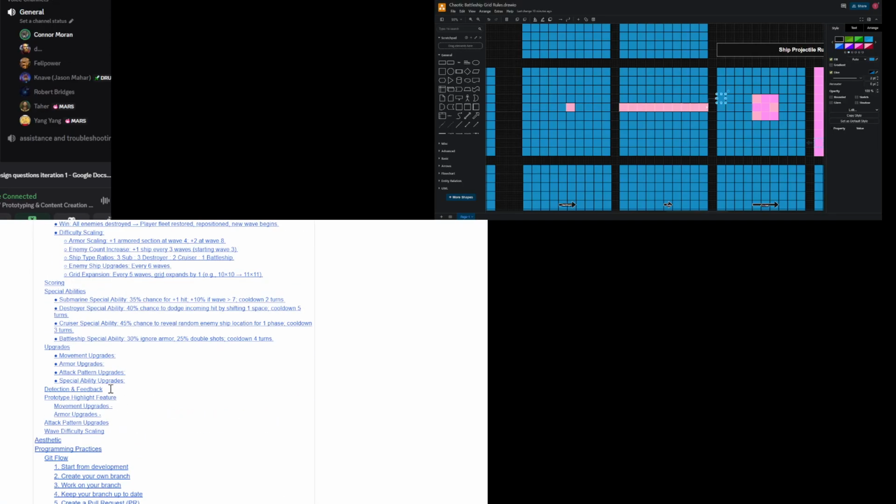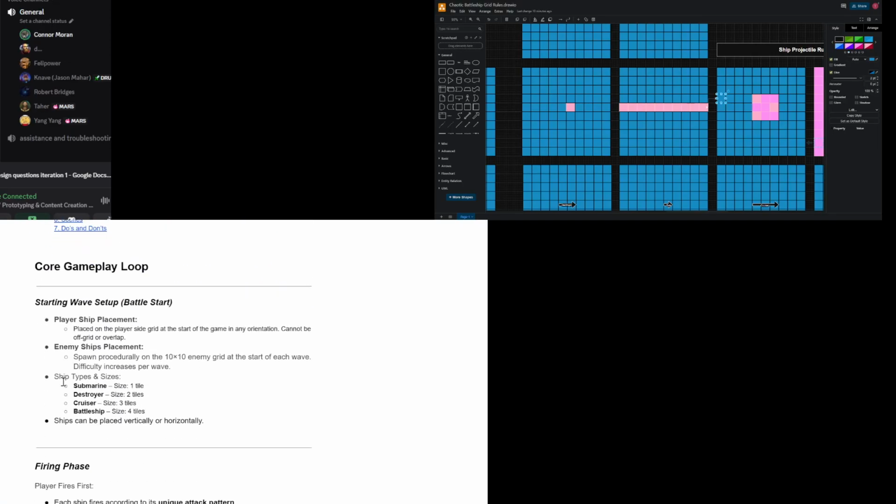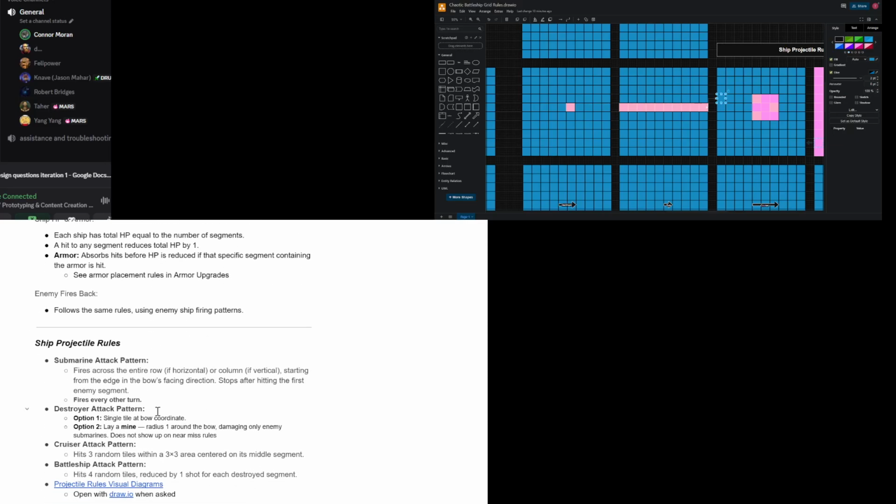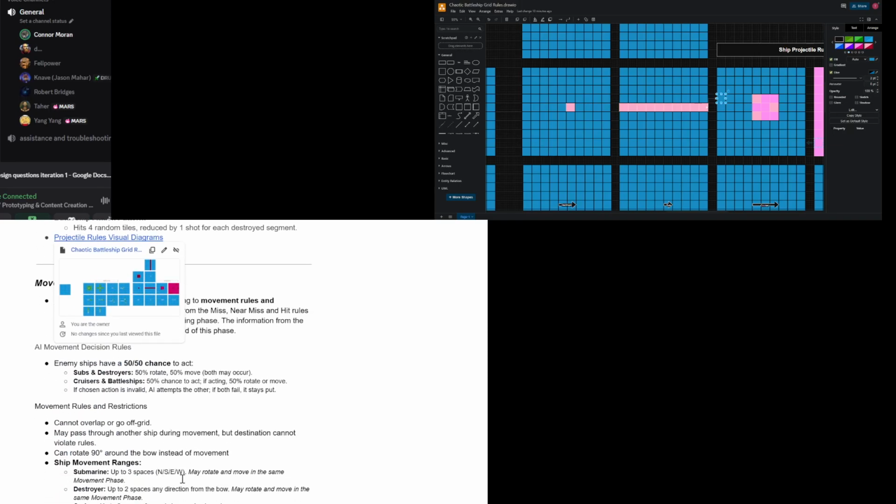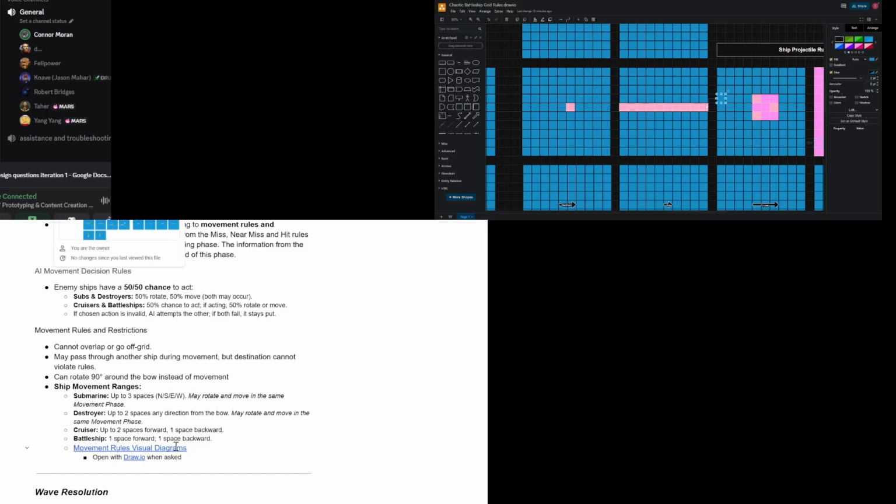Yeah, and I've updated the GDD with most of the changes here as well. It should be a little easier to read. And I've uploaded the projectile rules visual diagram and the movement rules visual diagram. You just have to open it in, what's it called? App diagrams, Draw.io, when it asks you to.